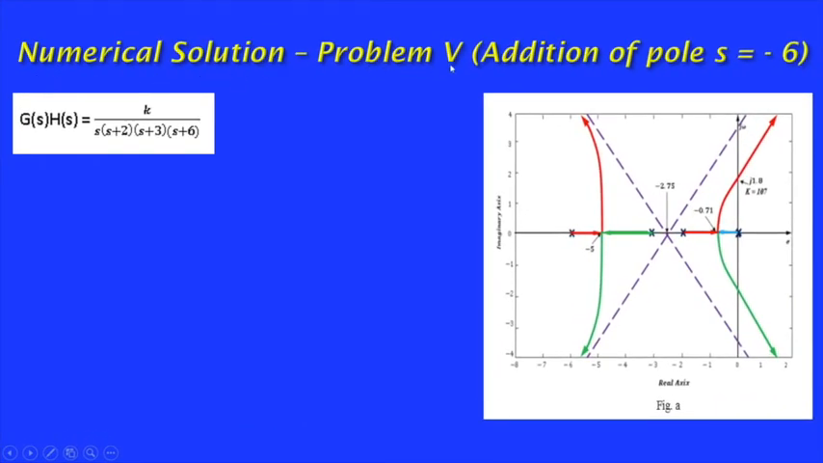Numerical solution of problem 5. Addition of poles is equal to minus 6. Then taking the example G(S)H(S) equal to K divided by S into S plus 2 into S plus 4 into S plus 6. So the number of poles is 4 and zeros equal to 0. That means there is no finite zero. So this is S equal to 0, another pole is minus 2, another pole is minus 4 and this is minus 6.